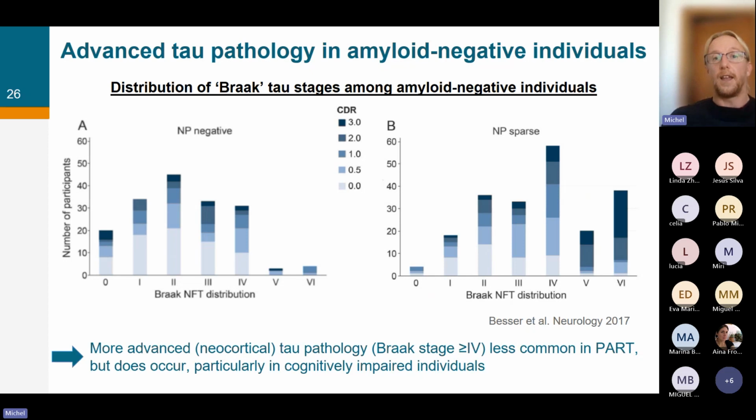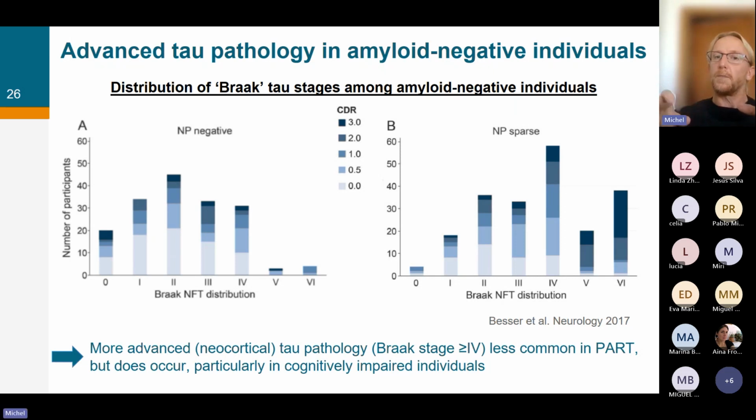And as I've shown you before, these are all amyloid negative cases. They either have no neuritic amyloid plaques at all, or only very few. And if you look at them, indeed, most of these cases have tau pathology limited to the medial temporal lobe, but more advanced neocortical tau pathology, so Braak stages 4 and higher, is less common, but it does occur. It can be observed. And this is particularly the case for cognitively impaired individuals, meaning that when it occurs, it associates with cognitive impairment. So again, primary age-related tauopathy is often an asymptomatic process that maybe associates with only subtle memory deficits.